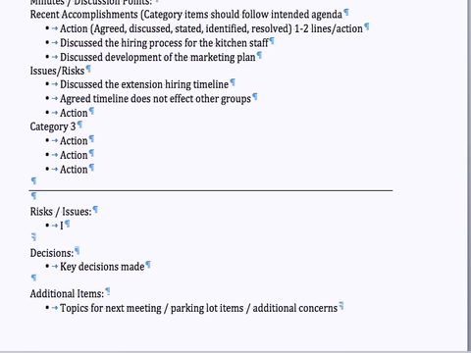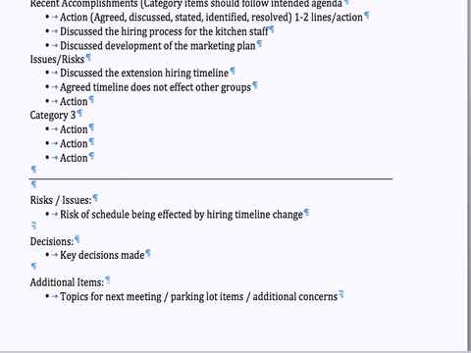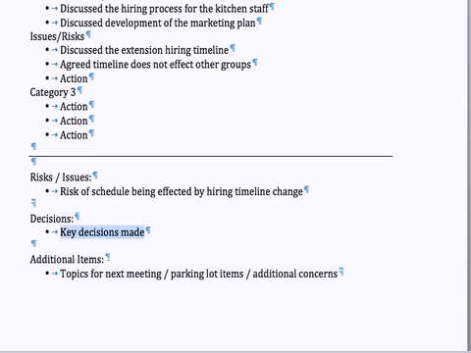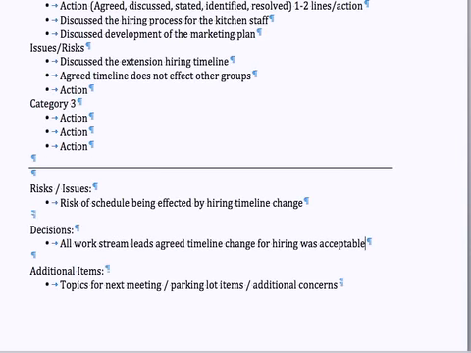Issue or risk: risk of schedule being affected by hiring timeline change. Key decision that was made: all workstream leads agreed the timeline change for hiring was acceptable. So that's an example of how you would capture all that information.